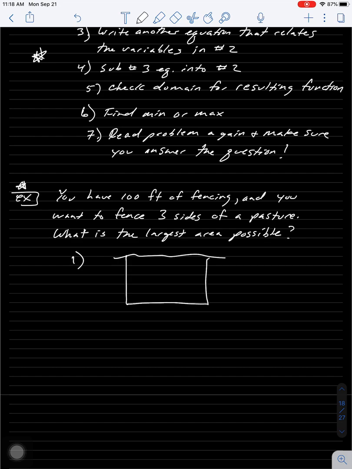Is being fenced, and you want to label the parts of your picture with variables. You can choose what they are. Try to minimize how many variables you use, because the more you use, the more you're going to have to substitute out. So typically you can get away with labeling most of these with 1 or 2 variables.